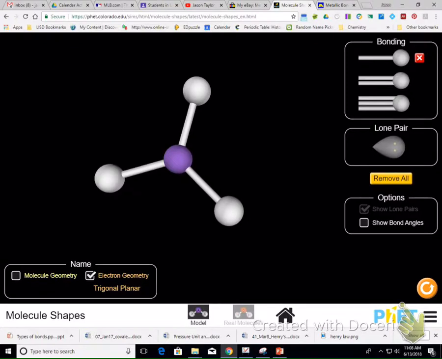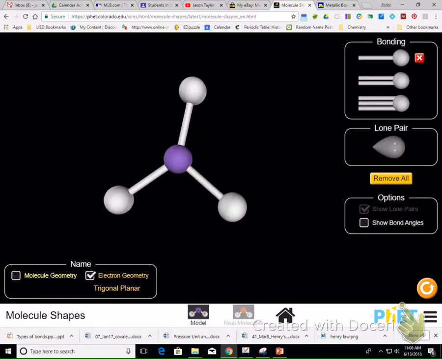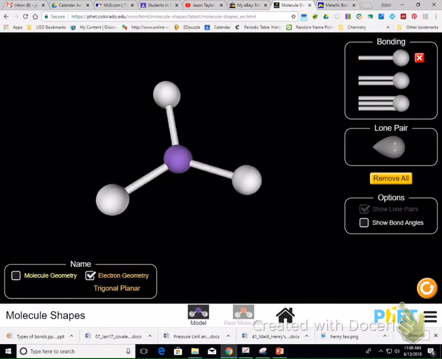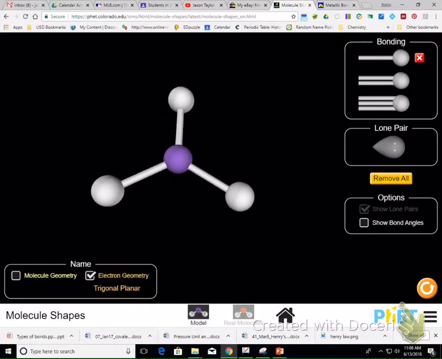Let's add another shared pair and have three domains. It really doesn't matter if they're shared or not. I'll show you that here momentarily. But if I have three things, they will get a set distance apart. We call this trigonal planar.